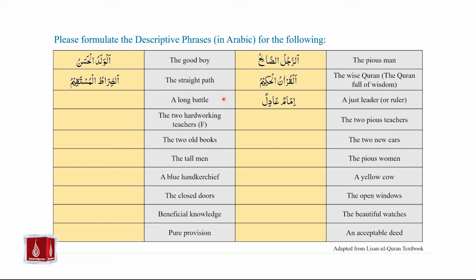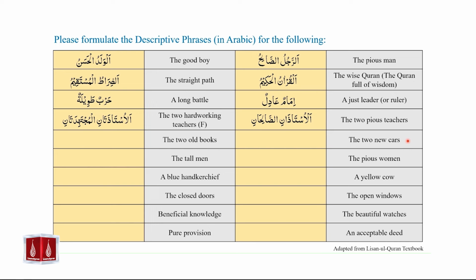A long battle. Harbun tawilatun. If we recall, harb is used in the feminine sense. That is why the Sifat will also be feminine. The two pious teachers. Al-ustazanis salihani. Since we are referring to dual, we will have the ani ending sound. The two hard-working teachers that are feminine. Al-ustazatanil mujtahidatani.